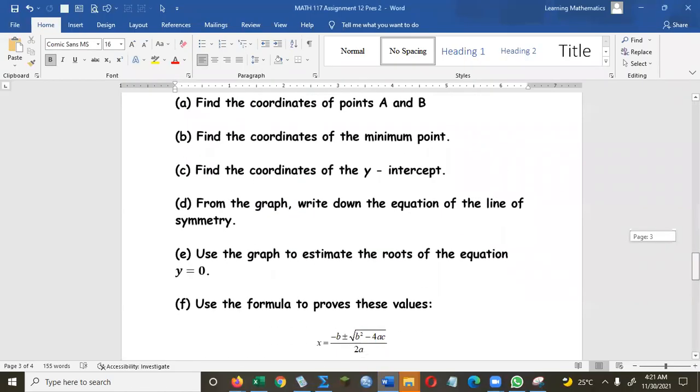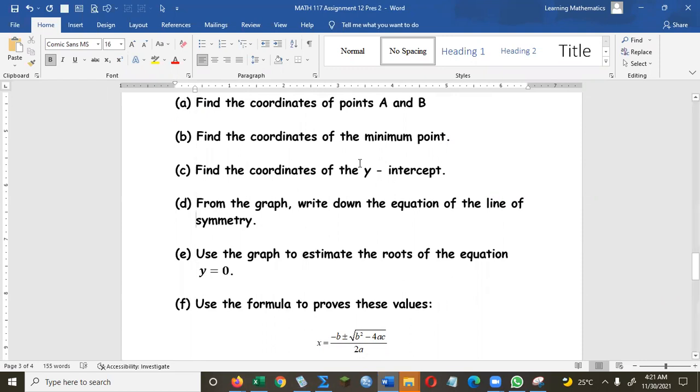So we are moving on. We are moving on to part E. It says use the graph to estimate the roots of the equation. Now the roots is where the graph touches the x-axis. So please note the difference between the roots and the y-intercept.